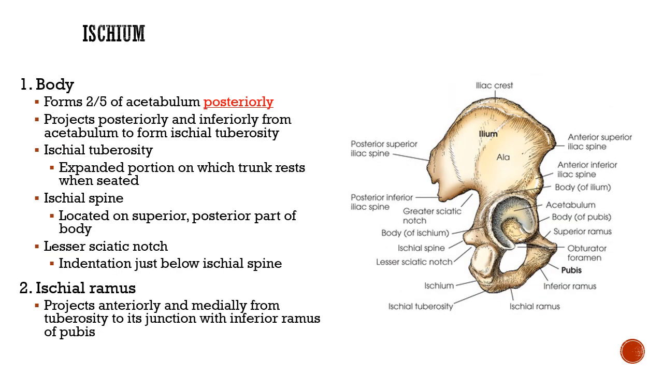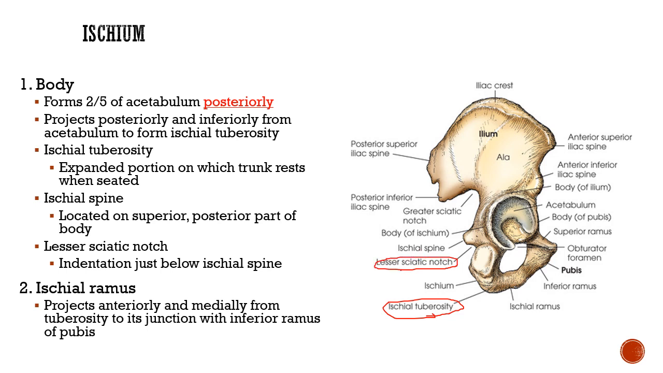The ischium is the part of the hip bone that's going to be posterior, and it's going to form 2/5 of the acetabulum posteriorly. It projects posteriorly and inferiorly from the acetabulum to form the ischial tuberosity. The ischial tuberosity is the expanded portion on which the trunk rests when seated. We've got the ischial spine, which is the portion that's located in the superior posterior part of the body. And then the sciatic notch, the lesser sciatic notch specifically, is part of the ischium.